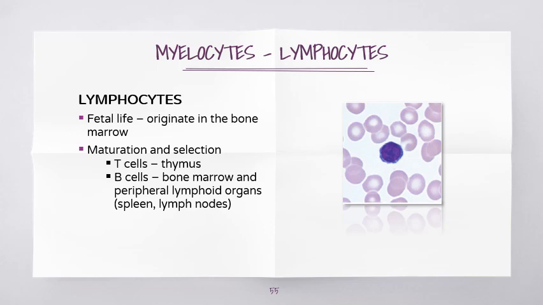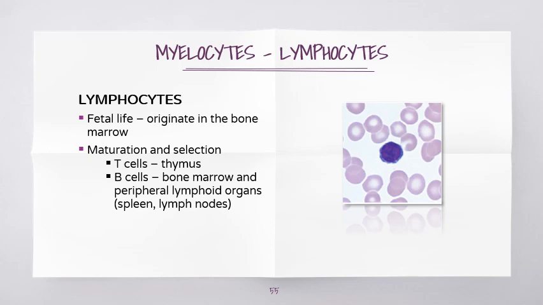Important cell, lymphocytes. So in the fetal life, lymphocytes originate in the bone marrow, but as they mature, their selection to either become a T cell or a B cell will actually depend on what organ they go to. They may go to the thymus and become T cells, or they go to the bone marrow and become B cells. So this on the right is a picture of a lymphocyte in the blood. The lymphocytes are actually the smallest white blood cells. They are almost the size of an RBC.